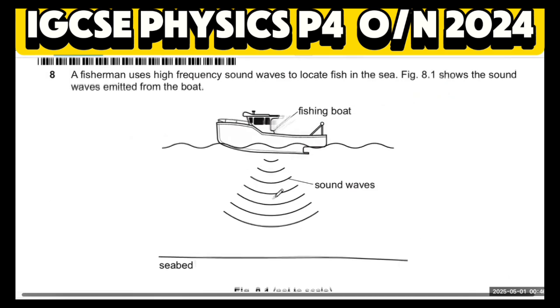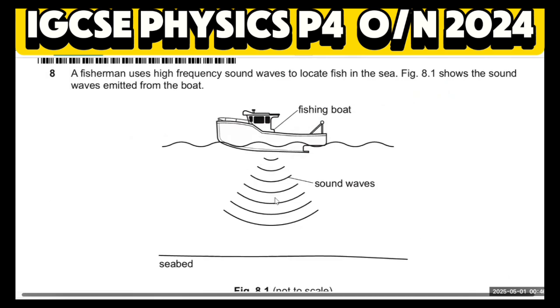Next question is question number A. A fisherman uses high frequency sound wave to locate the fish in the sea. Basically, this technique is sonar, SONAR, sound navigation and ranging system, used when we find the depth of the sea or we want to locate something. So this is seabed and this is water.